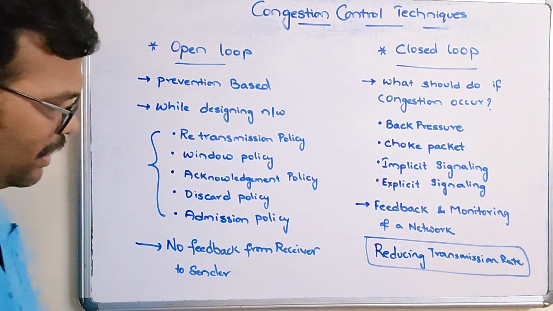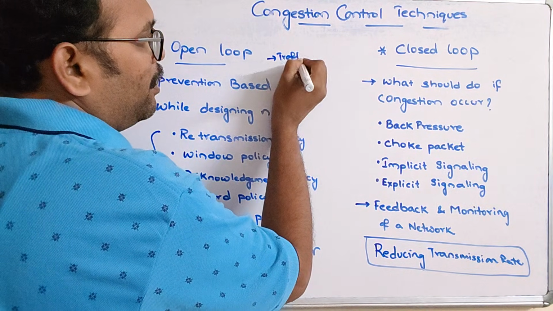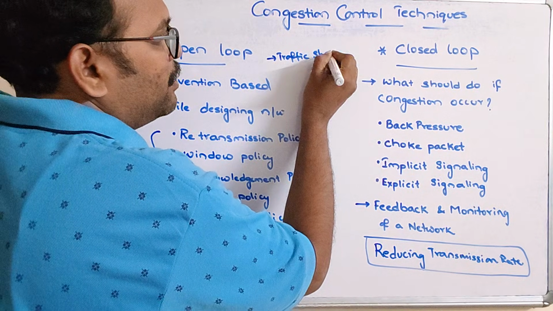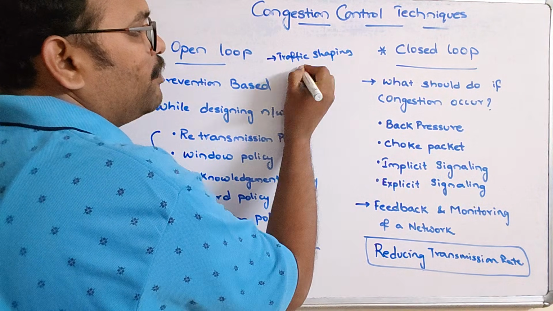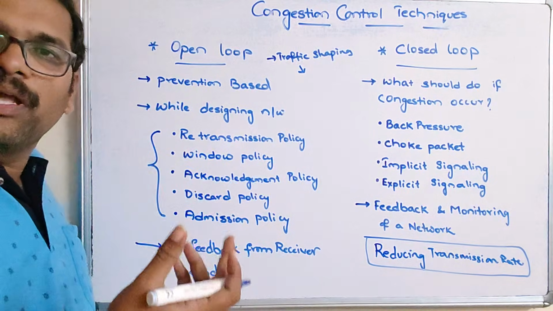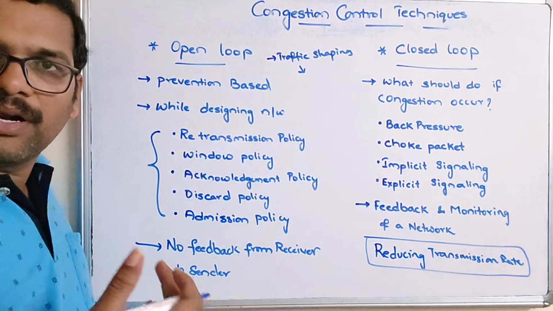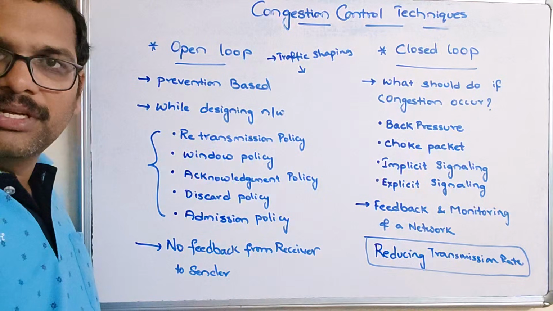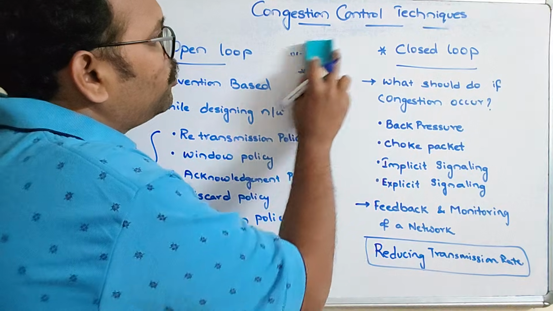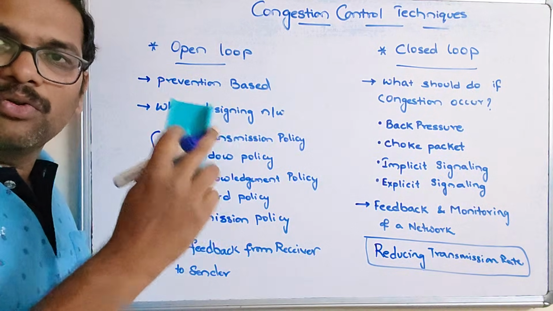And here there is one more thing called traffic shaping, which uses two different algorithms, leaky bucket and token bucket algorithms. That we will discuss in our further sessions. So these are the two techniques to control congestion: open loop and closed loop.